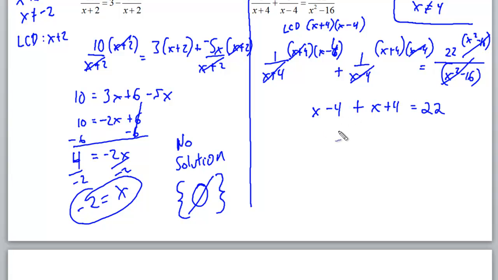And now I get to solve for x here. 2x plus 0 equals 22. X is equal to 11 when I divide both sides by 2. They don't match the danger numbers, so we're good to go.